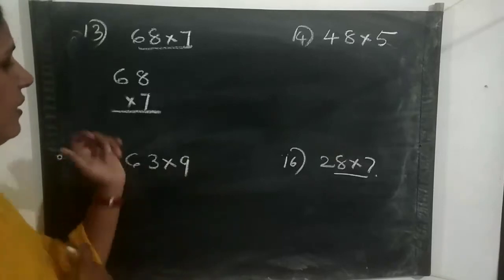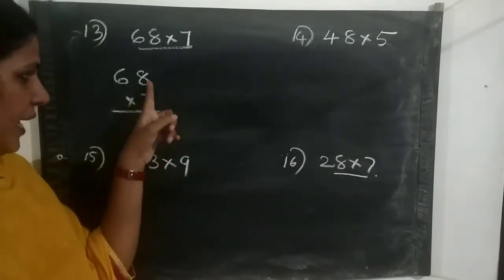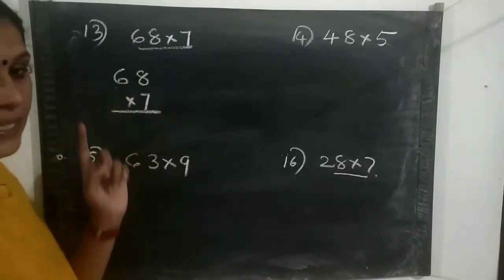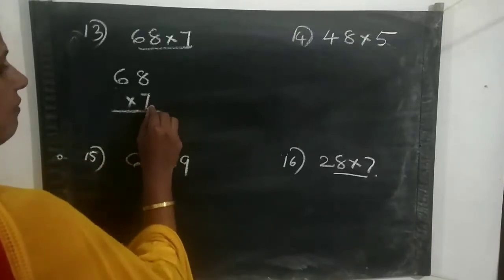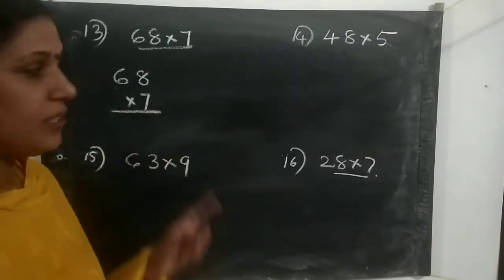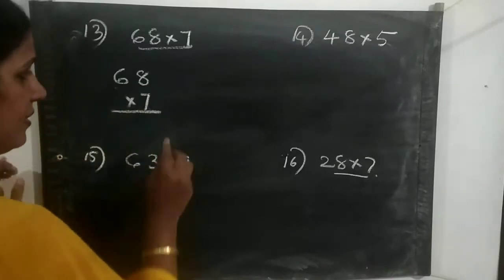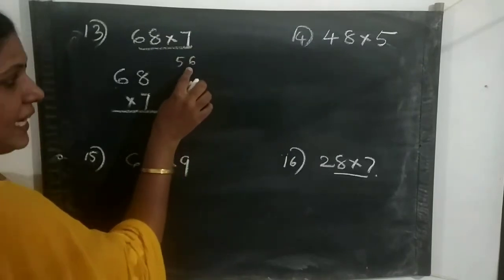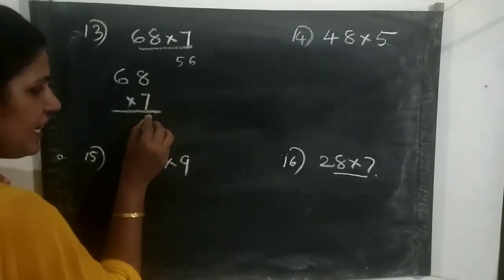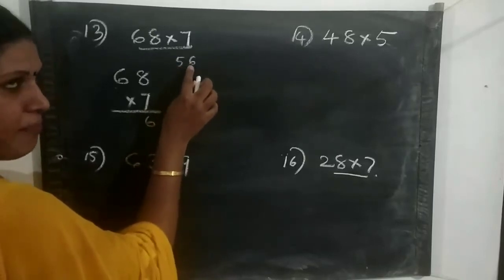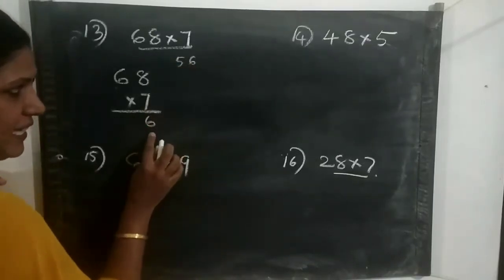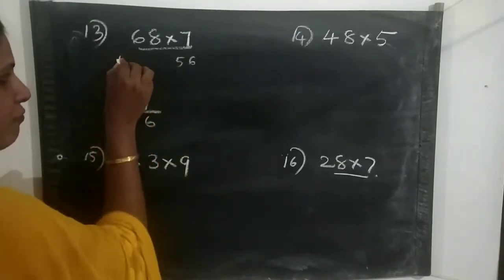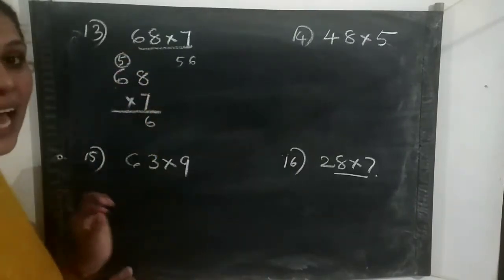Here we multiply this 7 into 8, and after that we multiply this 7 into 6. That is 7 into 8. 7 8s are 56. This 6 we write here. We get the 2-digit number. So we write the 6 here, and this 5 right on the top of this 6 as the carryover.